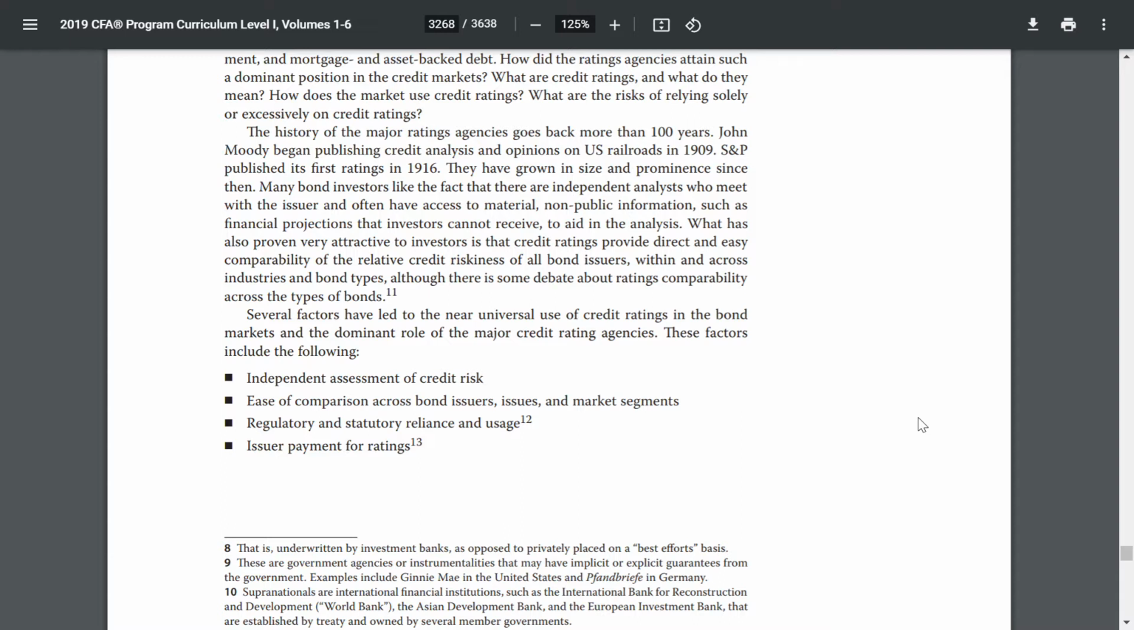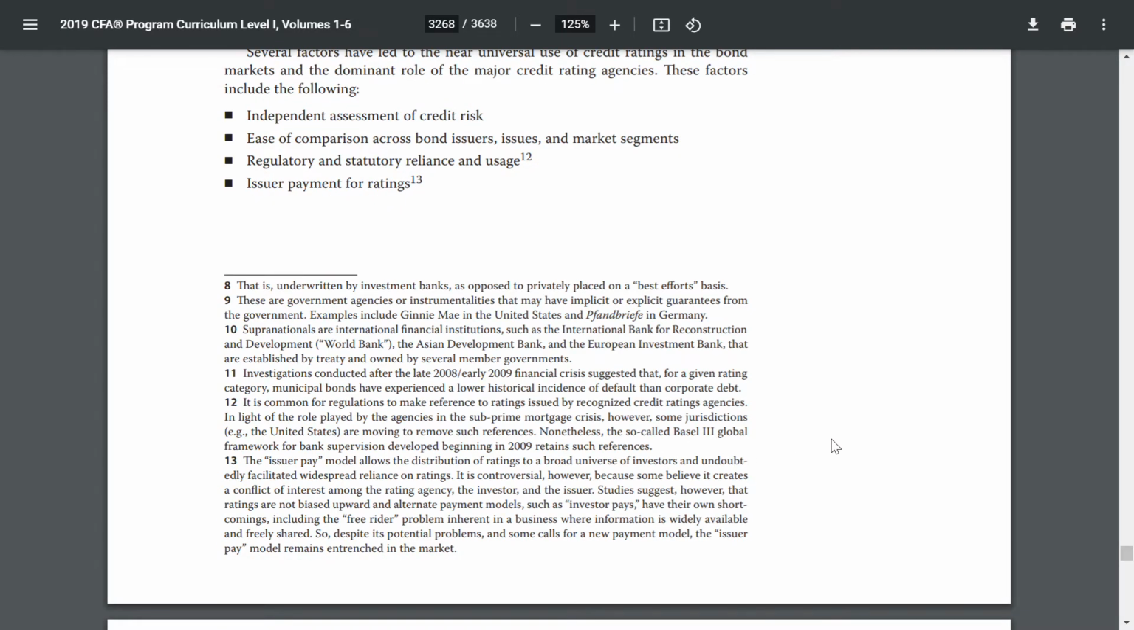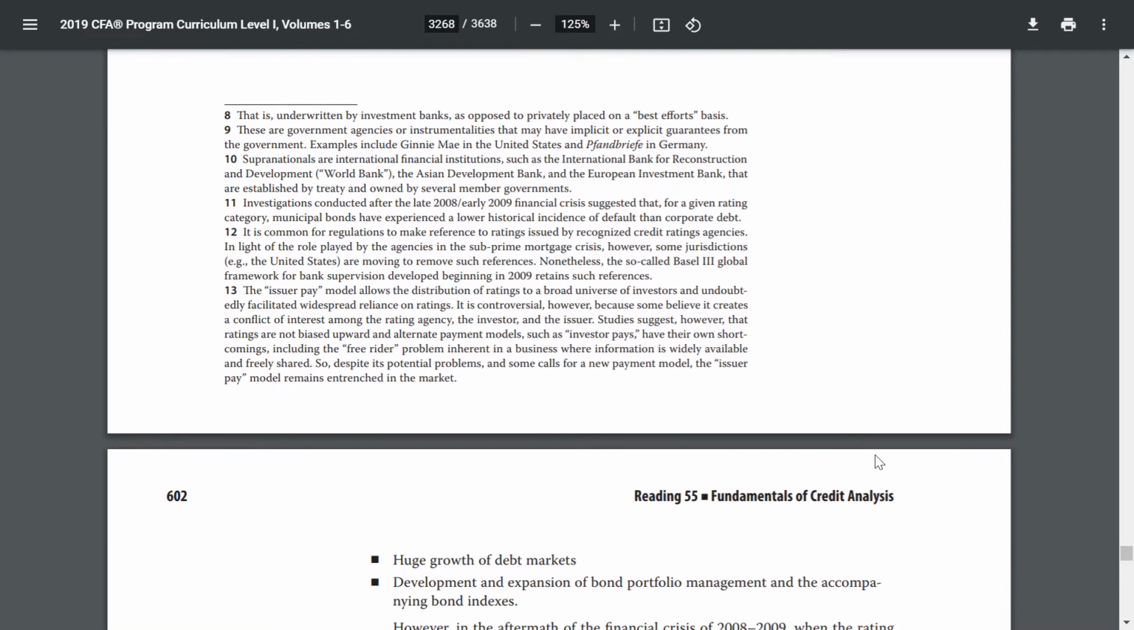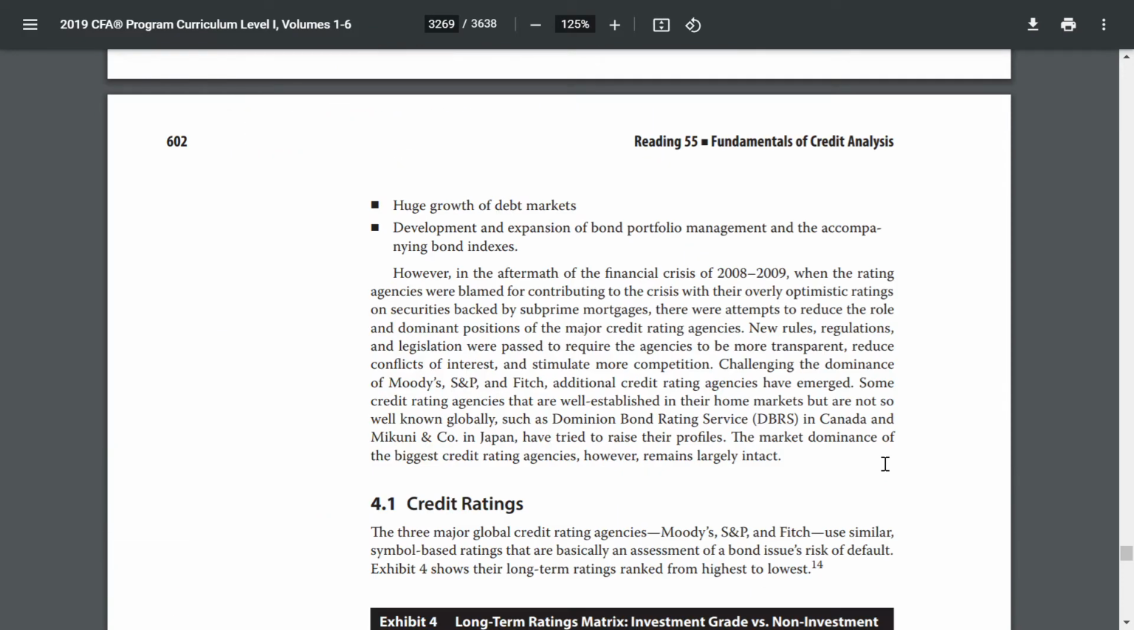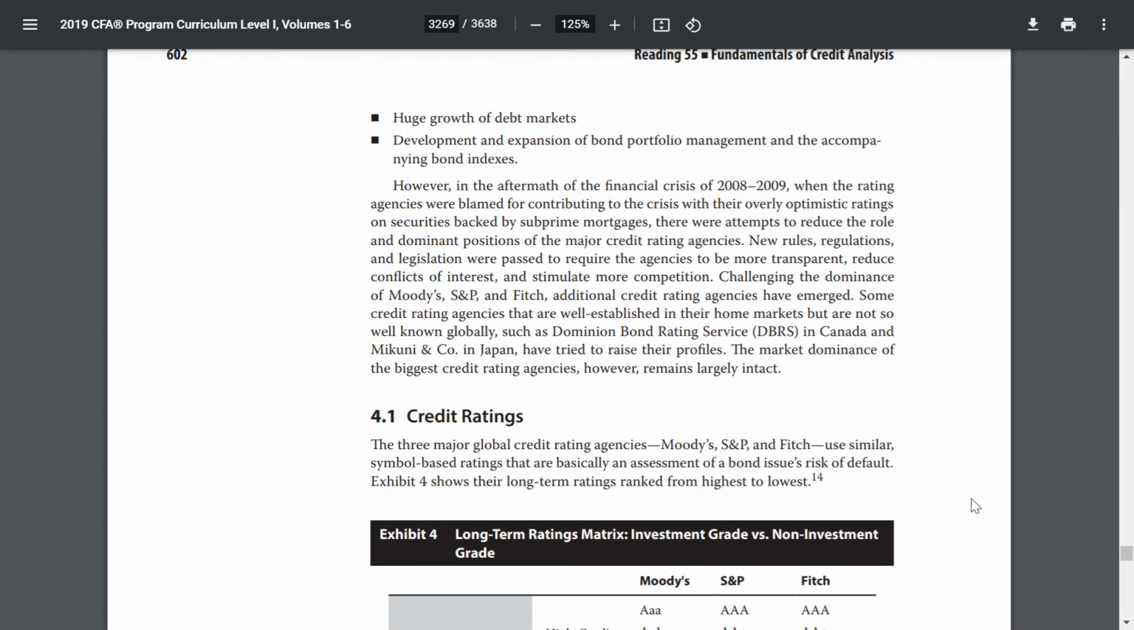These factors include the following: independent assessments of credit risk, ease of comparison across bond issuers and market segments, regulatory and statutory reliance on usage, issuer payment for rating, the growth of debt markets, development and expansion of bond portfolio management, and bond indexes.